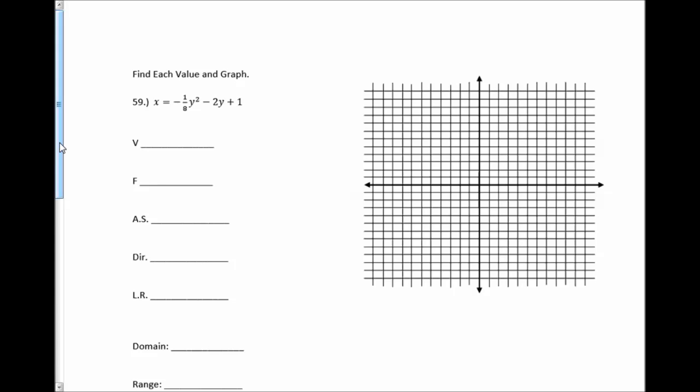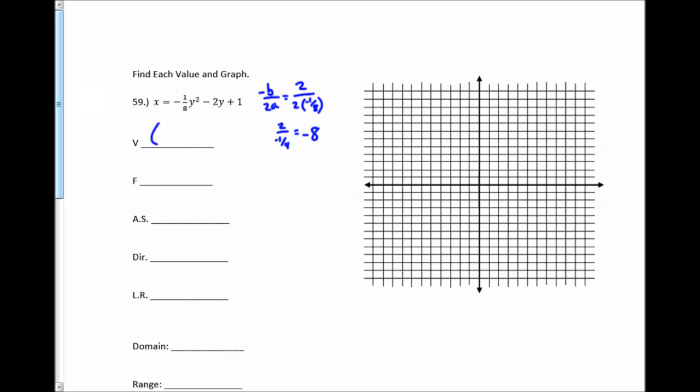In this one, we want to find a bunch of these values and then graph this thing. So I'm going to start with the vertex. Since this one's in standard form, to find the vertex, I'm going to do the opposite of b over 2a. The opposite of b is going to give me a 2, times 2a, which is the negative 1/8. And so that gives me 2 over a negative 1/4, which is going to give me a negative 8.